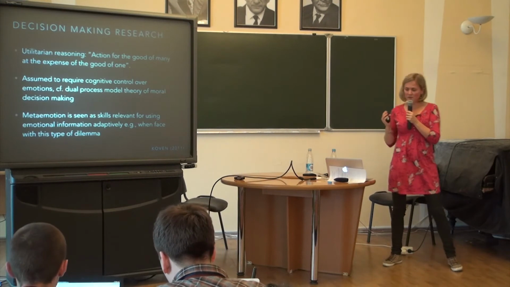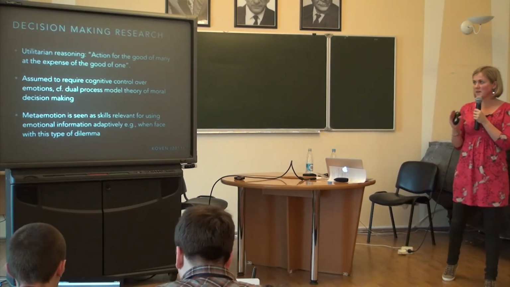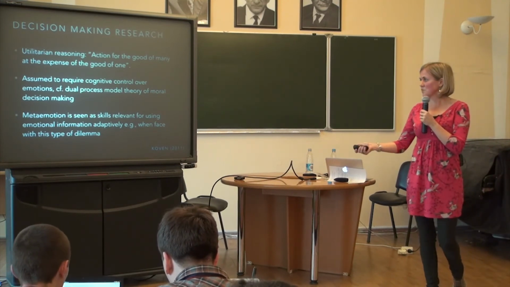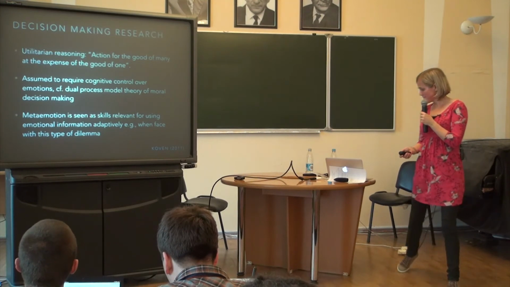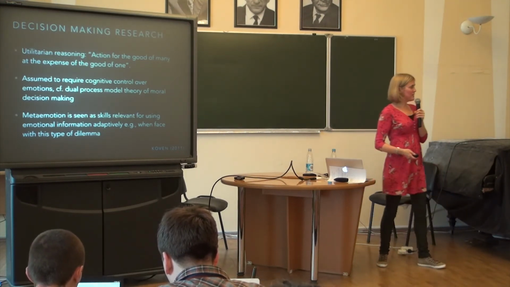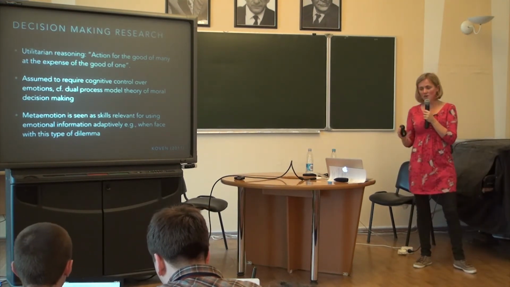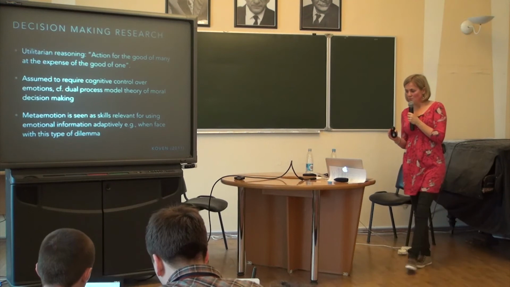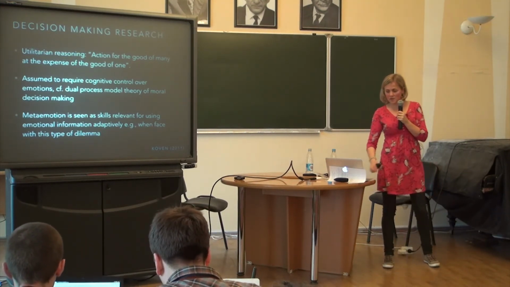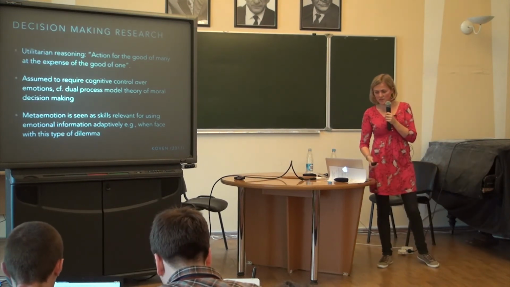Okay, so here meta-emotion is seen as a skill which is relevant for using emotional information adaptively. For example, when faced with this type of dilemma. I'm sorry about the typo there. Okay, so people in this study were presented with high conflict personal dilemmas, where they read a scenario like the one I described to you, and then they had to decide whether it's appropriate to harm one individual in order to save the lives of several individuals.